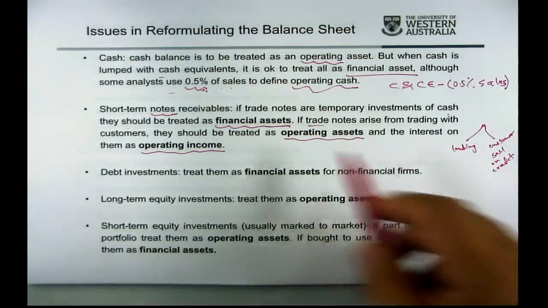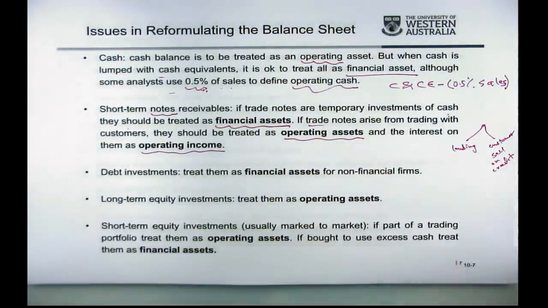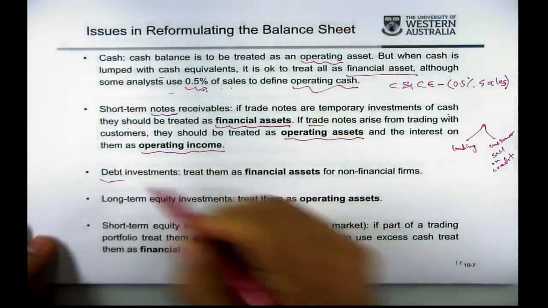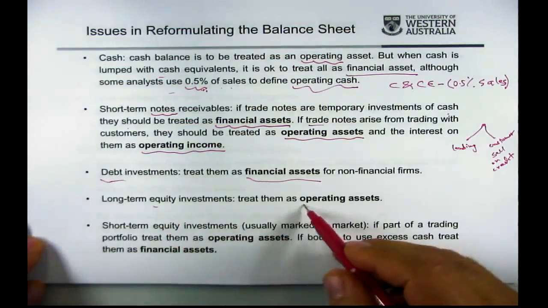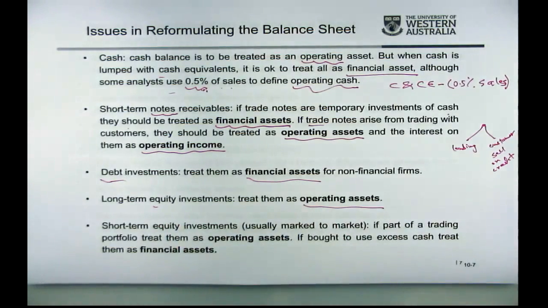So if lending, financial assets. If dealing with customers, operating assets. Make sense? Okay. Debt investment, straightforward, financial assets. Long-term equity investment, operating assets. Why is that? Because when we buy an equity stake that belongs to another firm, we are investing in the operations of the other firm, because we become owners, right? We become owners in the target firm, and so we are entitled to a portion of their profits, right?